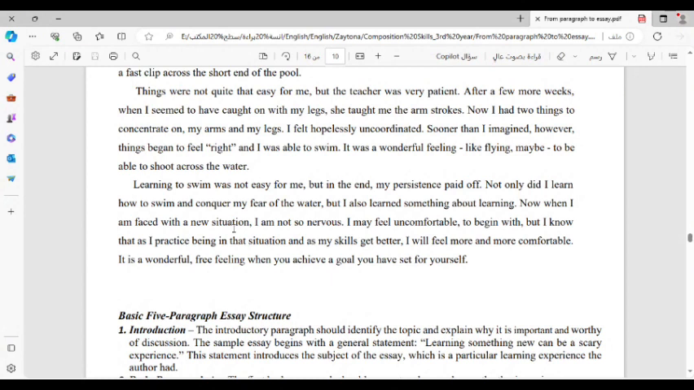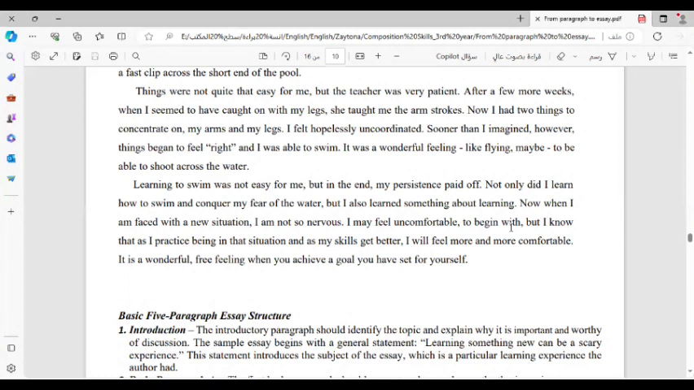Okay, questions. So what is the meaning of conquer my fear? It means to fight my fear or control my fear. Conquer, to control. خوفي. Yes, conquer my fear. It means to control my fear or to fight my fear. But I also learned something. أتحكم بخوفي. Yes, very good.